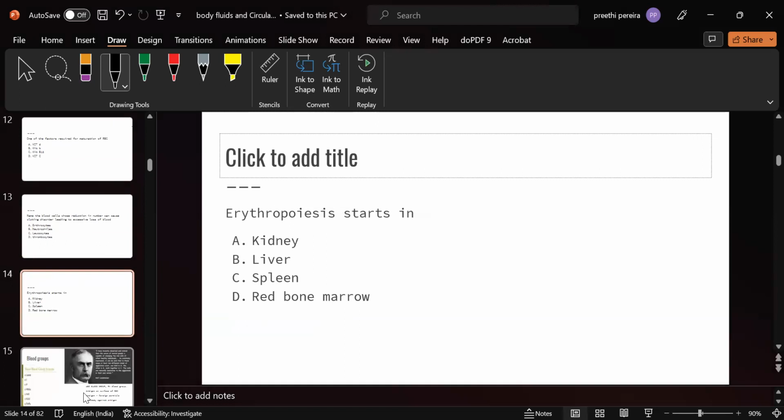Okay, this one. Erythropoiesis starts in. Where does it start? Yes, Aniket, correct. Red bone marrow, it is going to start there.